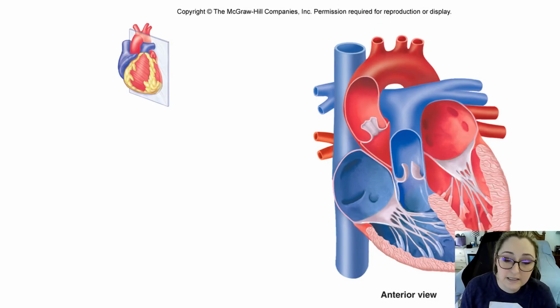This is, again, a nice little diagram showing the heart cut in half, showing all those valves. You can use it to draw things out if you so desire. If not, just ignore it, I guess.